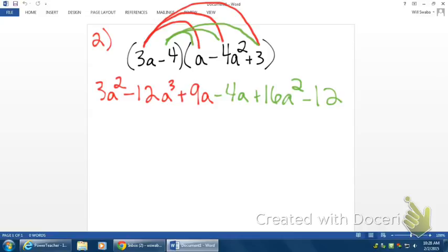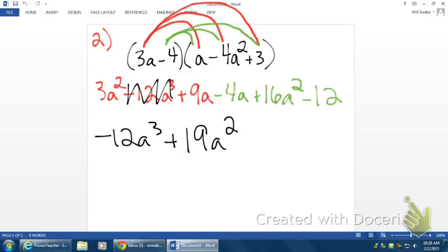So that means largest degree first. So my largest degree is actually the negative 12a to the third. Okay? So I'm going to go ahead and mark that out. Now, for my a squares, I have two of those. I got a 16a squared and I have a positive 3a squared. Add those together, 19a squared.